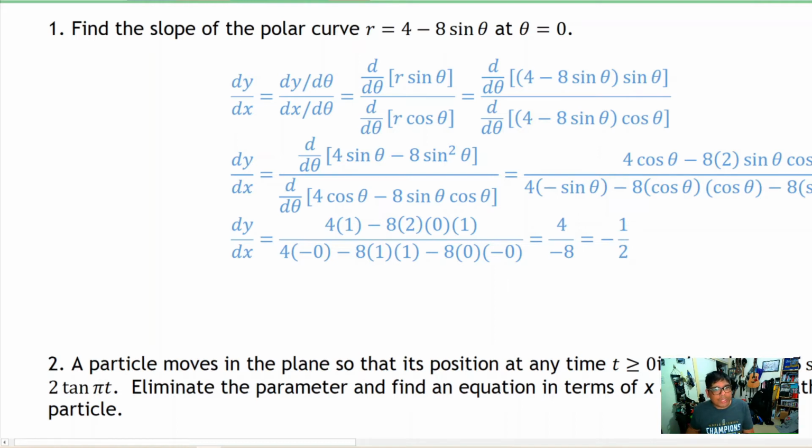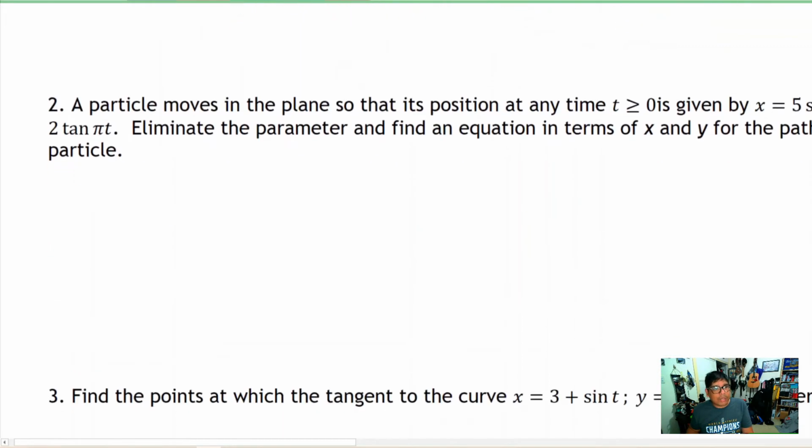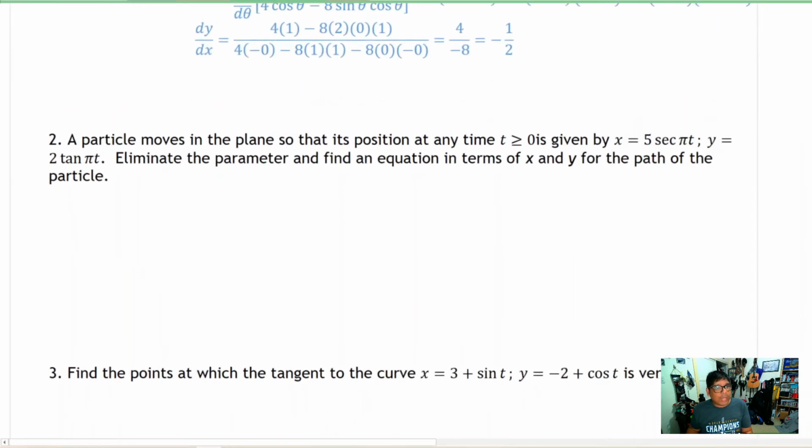Okay, we're off to a good start here. Let's take a look at question 2. A particle moves in a plane so that its position at any time greater than 0 is given by x equals 5 secant of pi t and y equals 2 tangent of pi t. We're supposed to eliminate the parameter and find an equation in terms of x and y for the path of the particle.